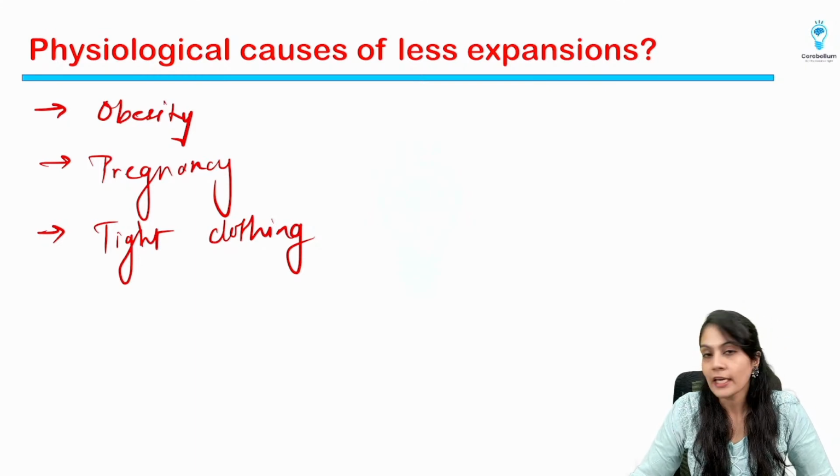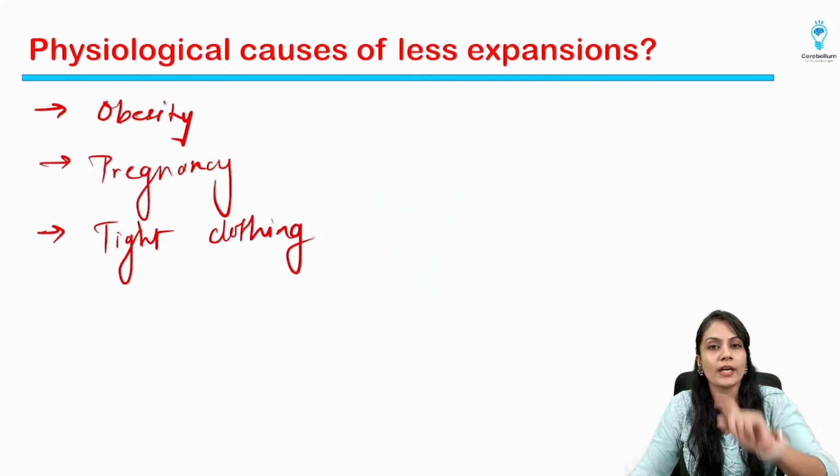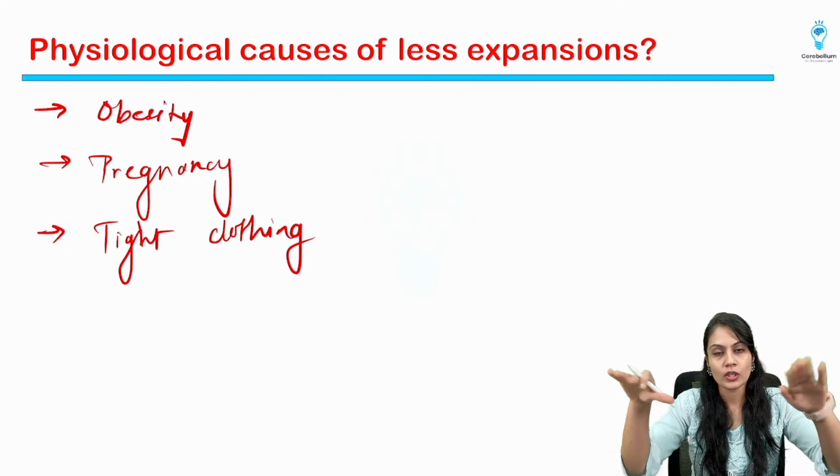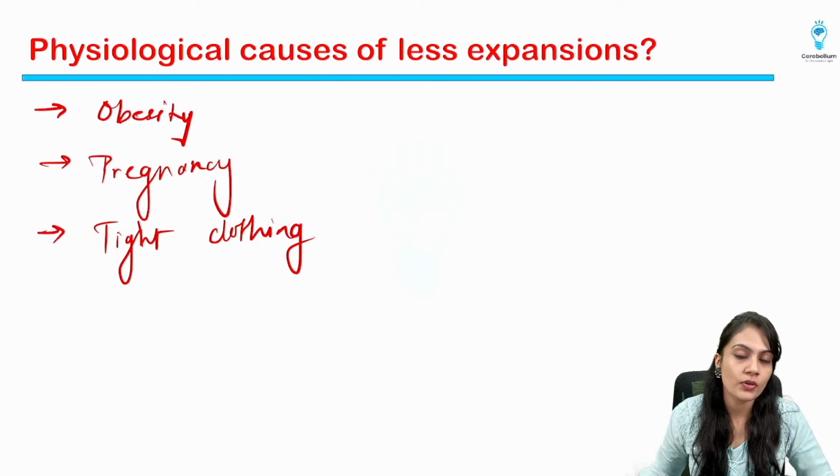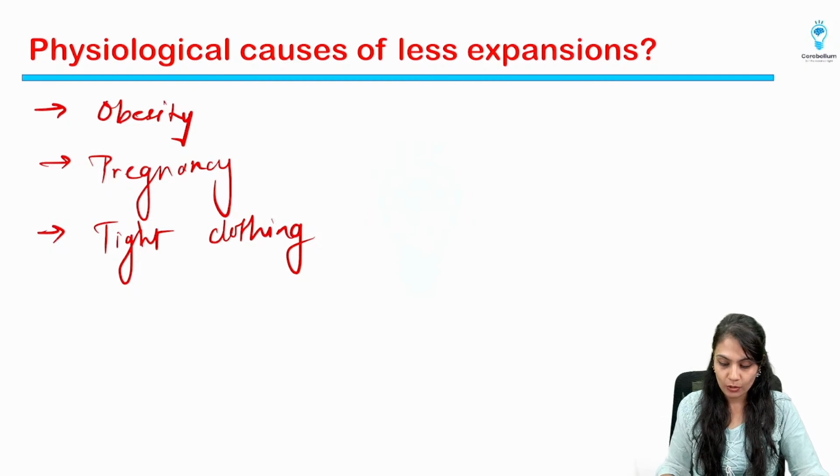So whenever you are writing about clinical applied, what you have to write is physiological and pathological. So tell the physiological causes first and then move on to the pathological ones.